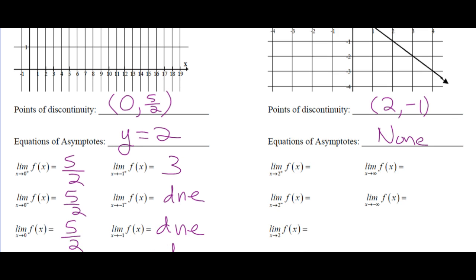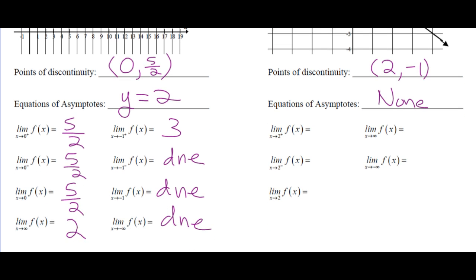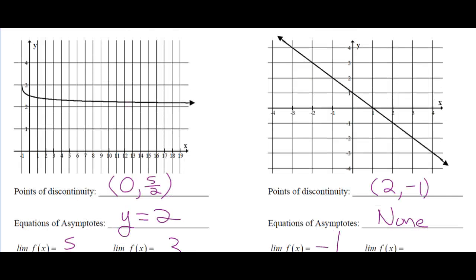Okay, the limit as x approaches 2 from above, right? So from like 3 going down to 2 is? The limit as x approaches 2 from below, so climbing up to 2, right? Like 1.9, 1.999 is? And so the limit as x approaches 2 is -1.